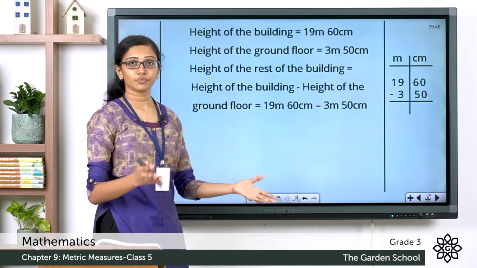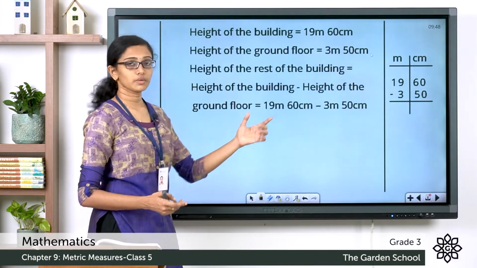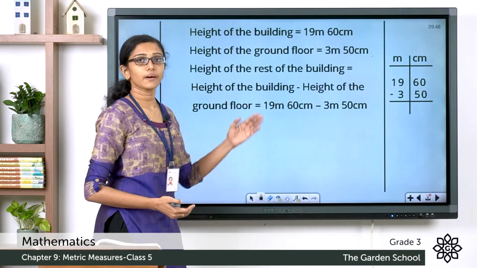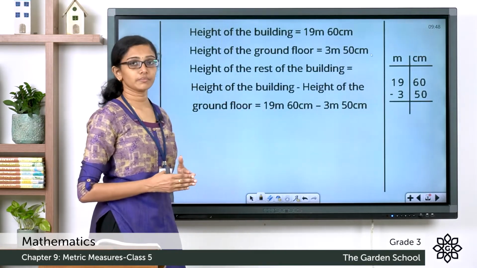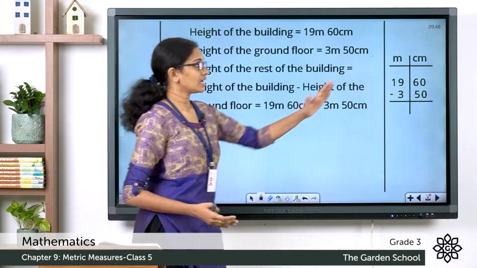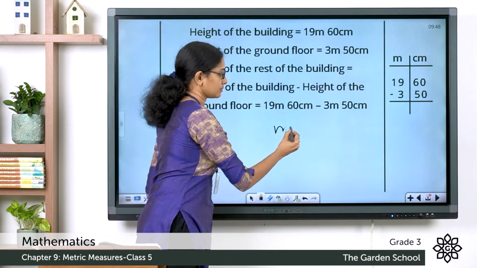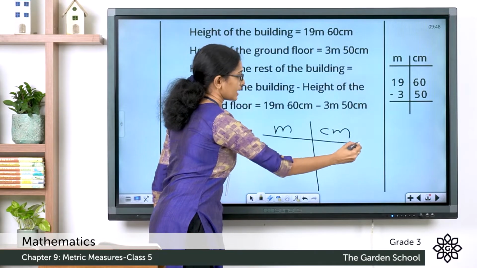Now here we are subtracting the measurements. So what do we do first? We have to write the measurements in proper columns of units. Which are the units given here? Meter and centimeter. Meter is the higher unit and centimeter is the lower unit. So for the easier calculation, let's draw a grid like this. You can easily draw the grid like this. First you write the meter column, then centimeter, draw a line like this and a line like this.